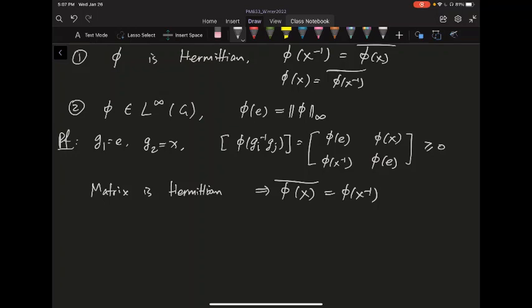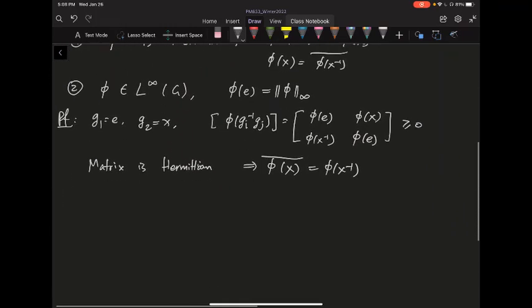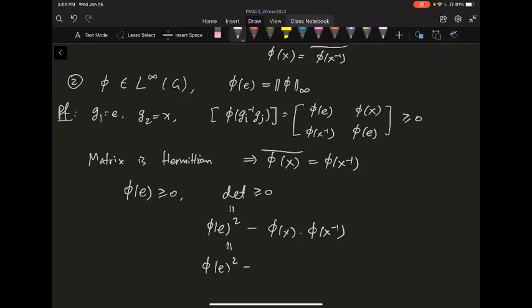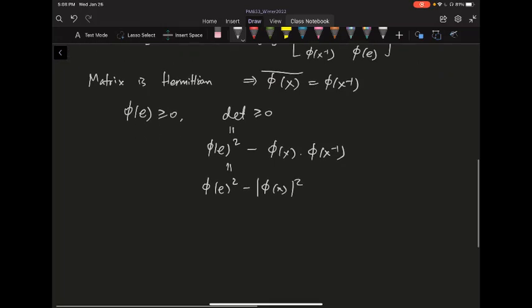And moreover, if you recall, if a matrix is positive definite, then it has to satisfy a few things. First of all, because now you only have a 2x2 matrix, things are a lot easier. For a 2x2 matrix to be positive definite, the determinants of the diagonal submatrices have to be positive. So essentially phi of E has to be positive, first of all. And also its determinant has to be positive. And what's the determinant? It equals phi of E, the whole thing squared, minus phi of x times phi of x inverse. And we just proved phi of x inverse is the conjugate of phi of x. So this equals phi of E squared minus the norm of phi of x squared. So this is going to be greater than or equal to 0.